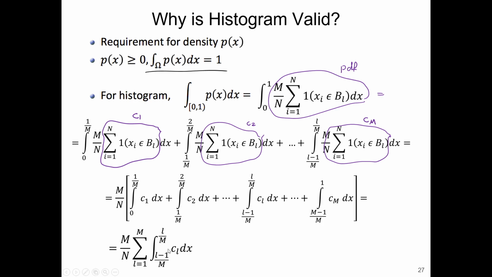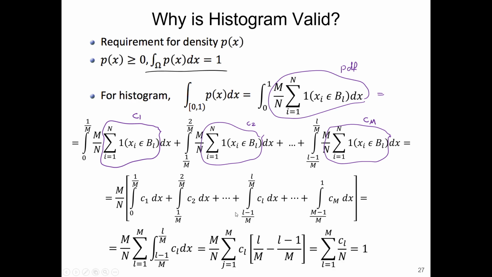So how do I do this integral here? What is the integral of a constant multiplied by dx? It becomes the constant multiplied by x. Then what do I do? Upper bound minus lower bound. If I do upper bound minus lower bound, the bin width goes away, and because of C of L, what is C1 plus C2 plus up to Cm, divided by N? This becomes N over N, which is 1. So the area on the curve is equal to 1. This is how we can prove it.